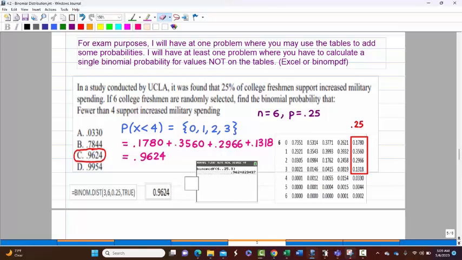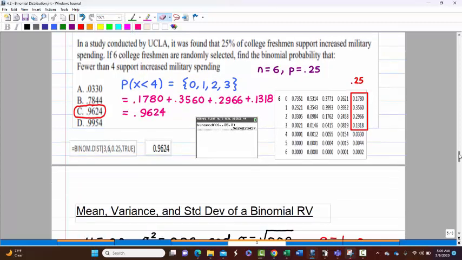So the key is, the commands are nice there if you understand what to put in there. That's the key. For those cumulative ones, you have to be careful. Like I said, the last one we did was a 1 minus.